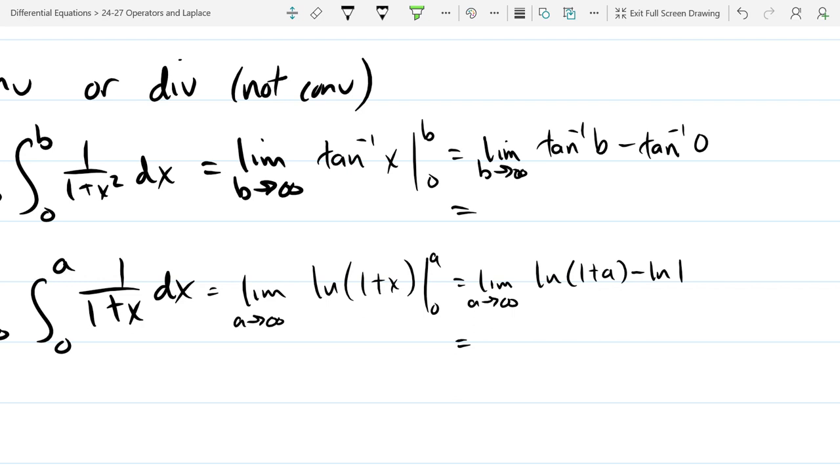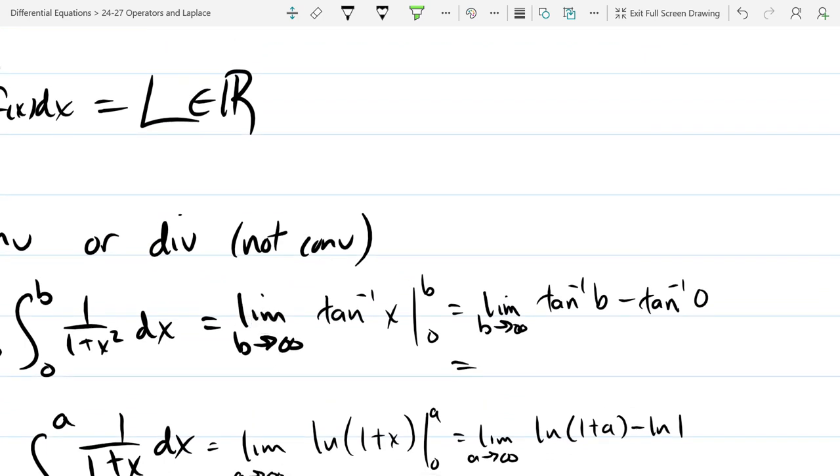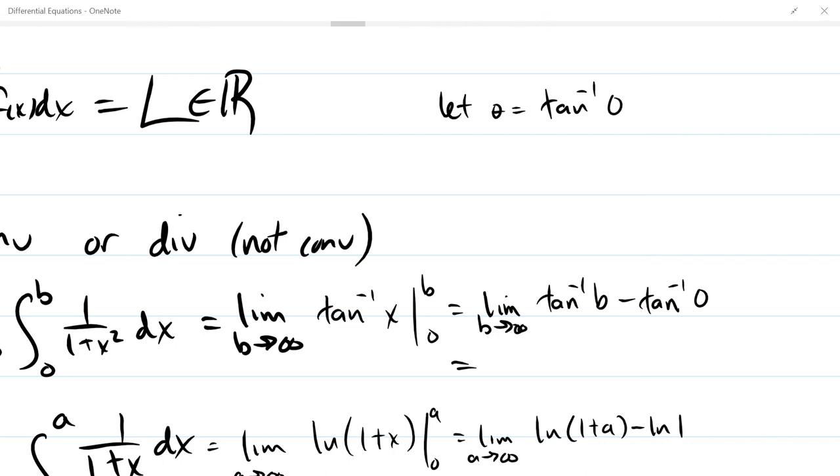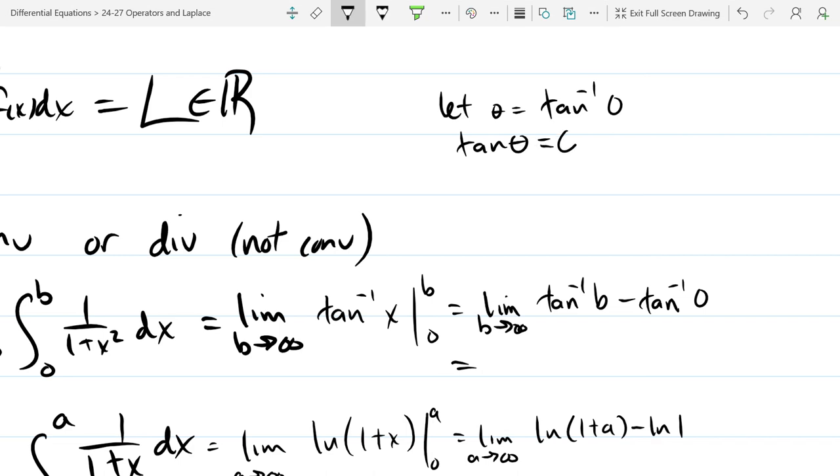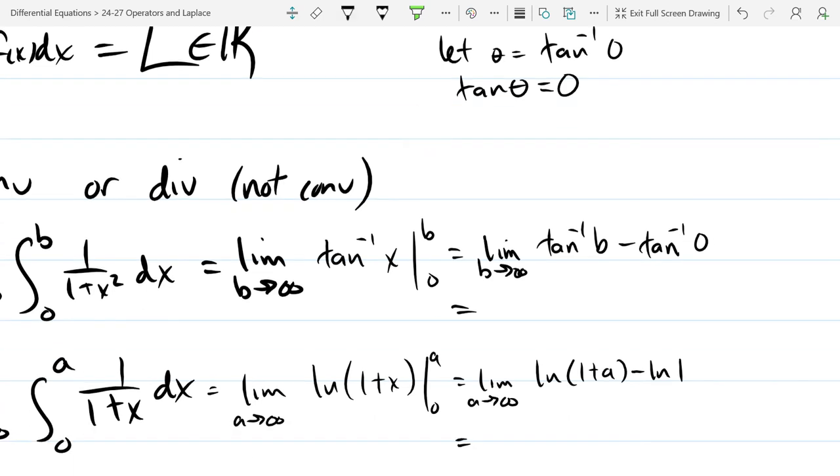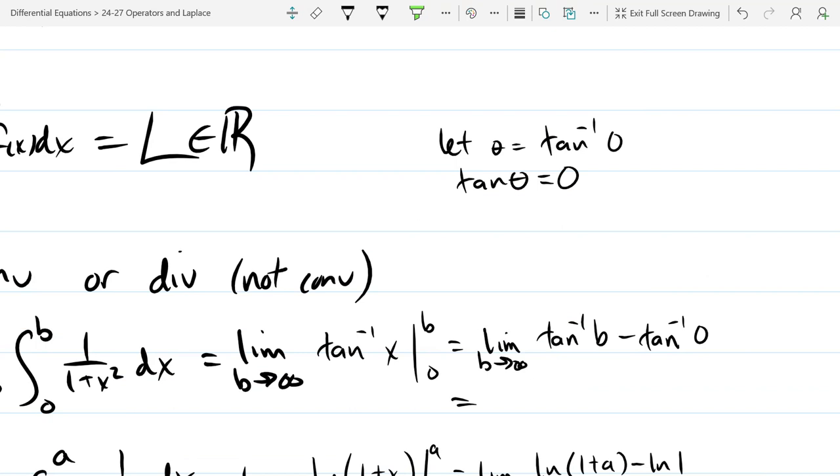What is tangent inverse of 0? So let's say you don't know tangent inverse of zero. What you can do is let theta equal tangent inverse zero. So flipping the function to the other side, that means tangent theta equals zero. So what's that? Zero. Right, because tangent is y over x, so you want a zero for your y. So that angle would be zero. So tangent inverse zero is zero, which means theta equals zero.